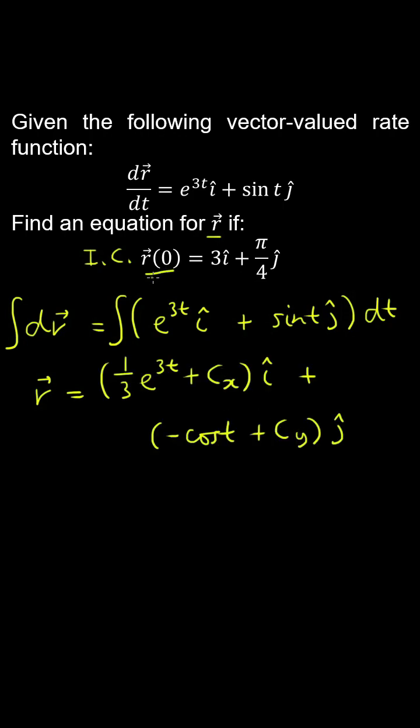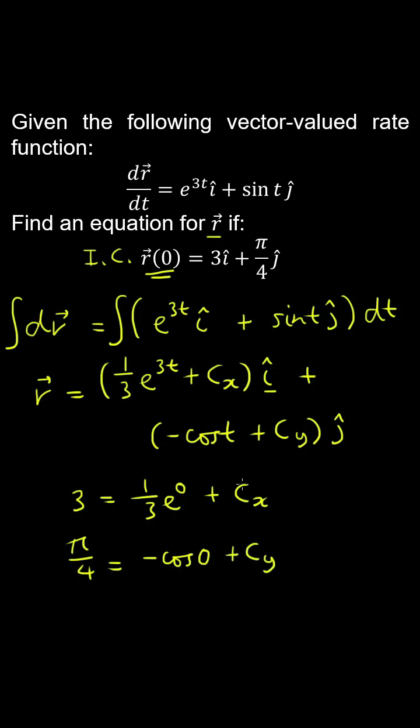And now applying our initial condition, then what we obtain for the component of this vector in the horizontal direction is 3 is equal to 1/3 by e to the power of 3 by 0 plus the constant of integration. And in the vertical direction, we obtain pi on 4 is equal to minus cosine of 0, which is 1, plus the constant of integration. And now you can solve for the constants of integration, substitute them back into this equation, and you found your equation for r.